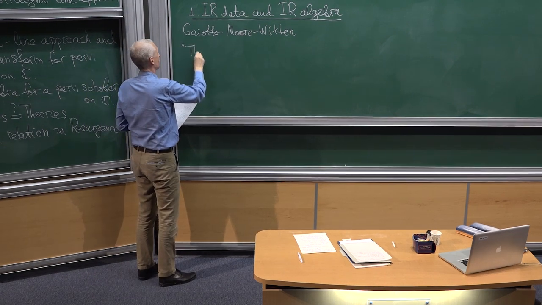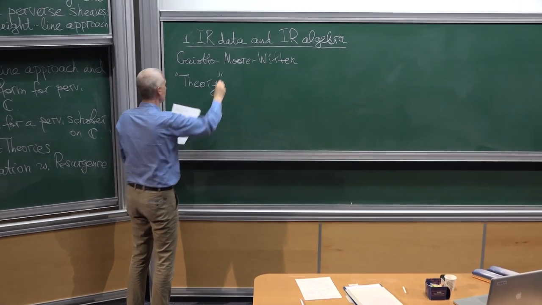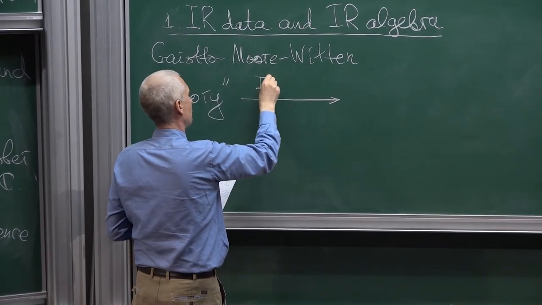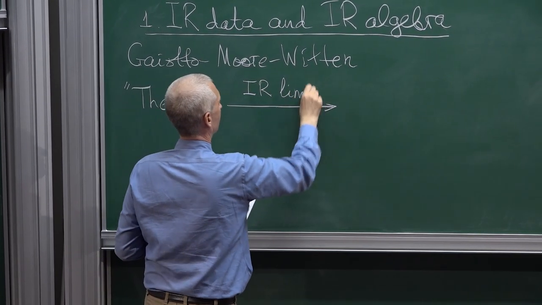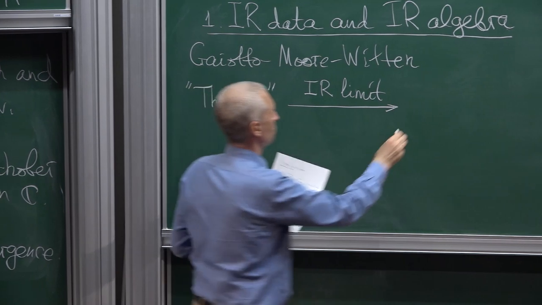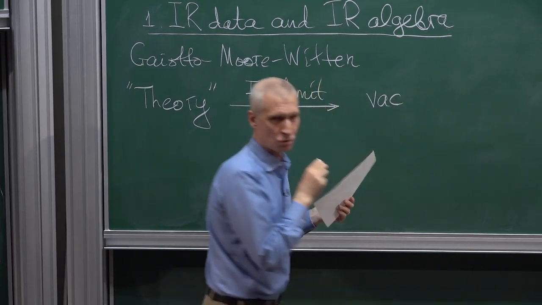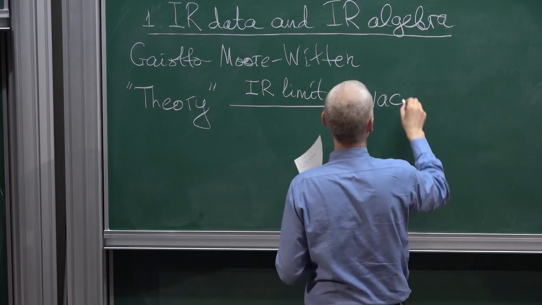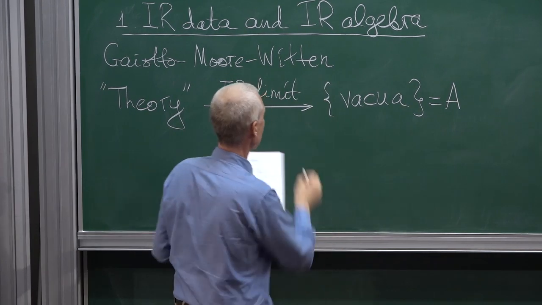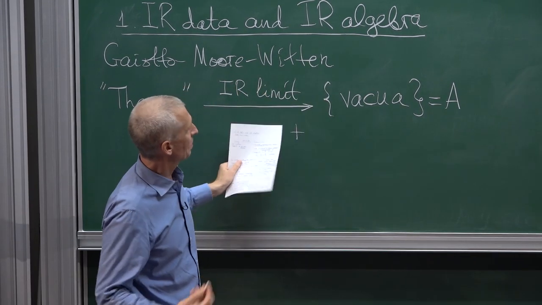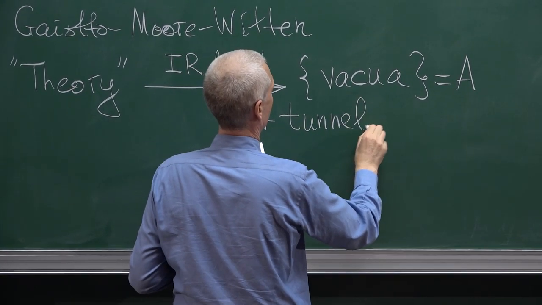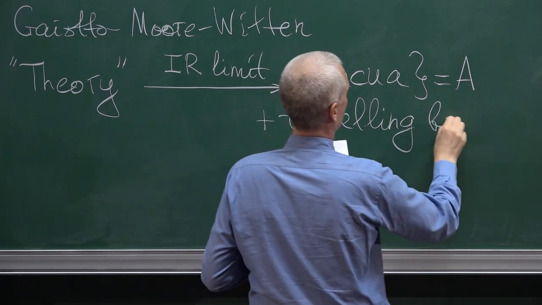They start with the concept of a theory, and of course, as I said, what it is is not quite clear. But in the infrared limit, that's a magical word, infrared limit, the theory degenerates into the data of vacua of the theory. Theory is quantum. Yes. I denote the set of vacua by A, plus some kind of tunneling data between the vacua.